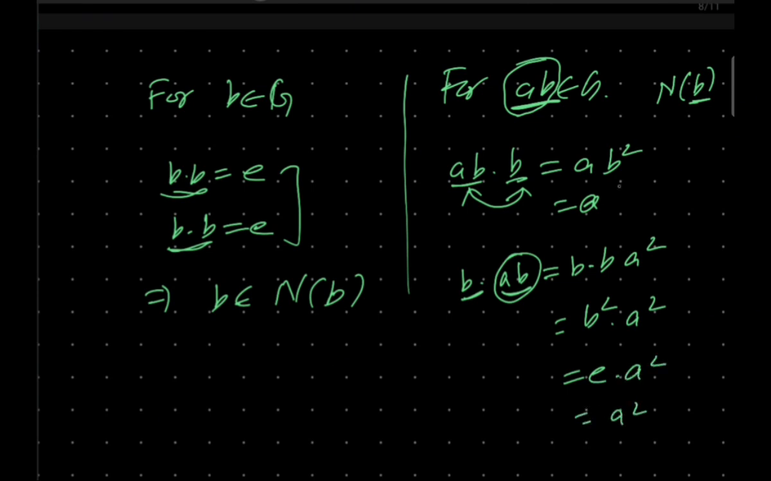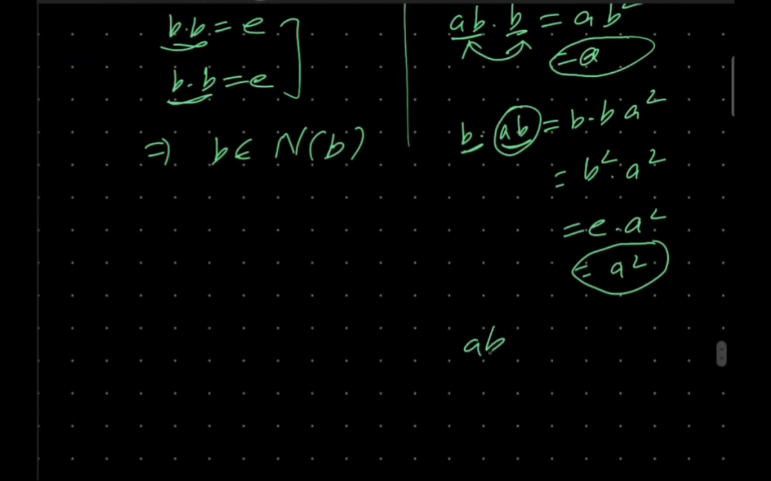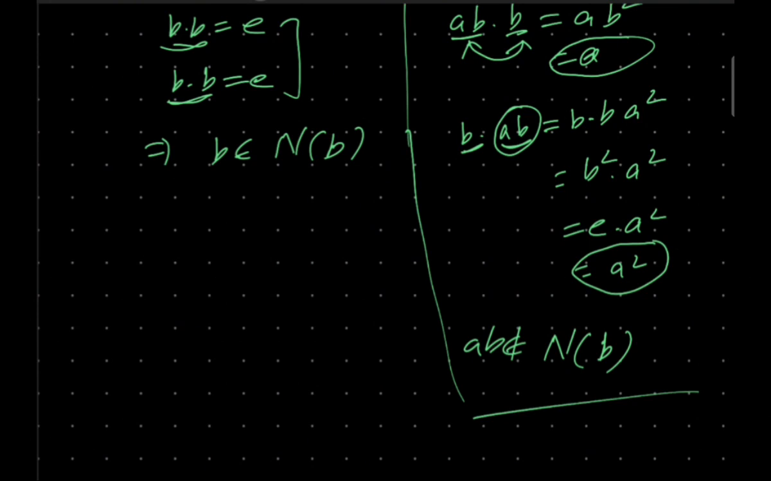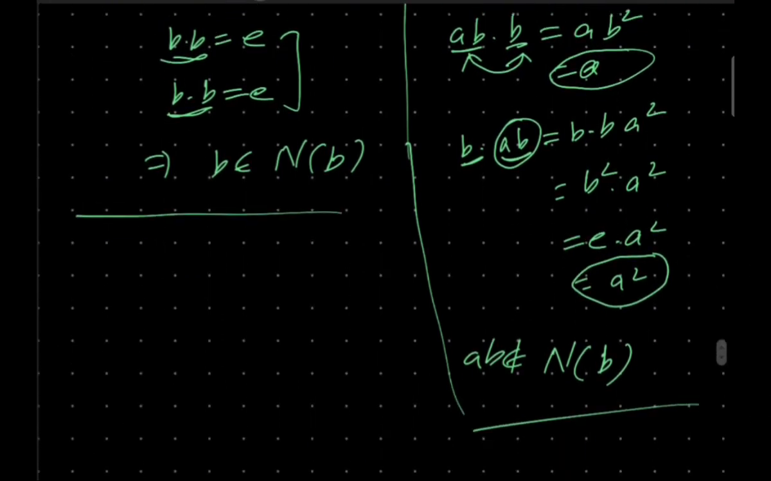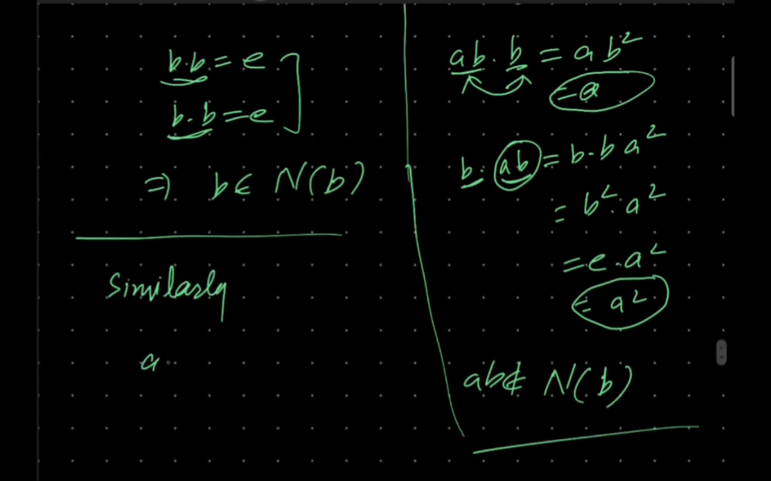So what is the answer of the left hand side? This is A. And what is the answer of the right hand side? That is A square. Both answers are not the same. Therefore AB does not belong to the normalizer of B. Similarly, you can check that A square B is not in the normalizer of B. Similarly, AB is not in the normalizer of B.